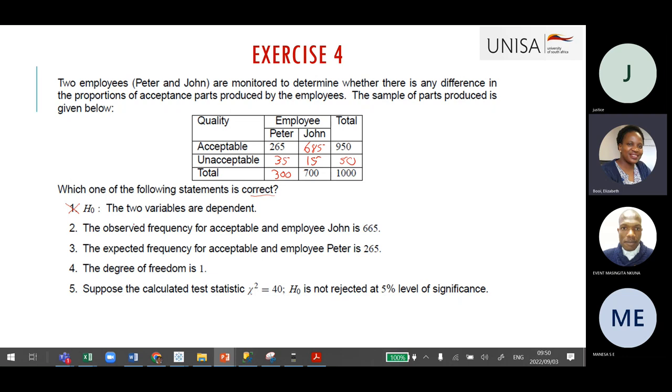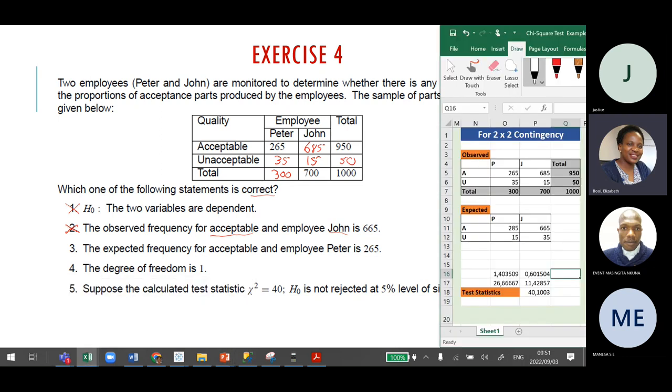The observed value or observed frequency for acceptable and John is 665. Is that correct? That's also incorrect, because acceptable and John is 685. So that is incorrect. Let's bring our table with the expected frequencies. Remember the expected frequencies, if you are not using the template, you are going to calculate it using the row total times the column total divided by your sample space or your N.